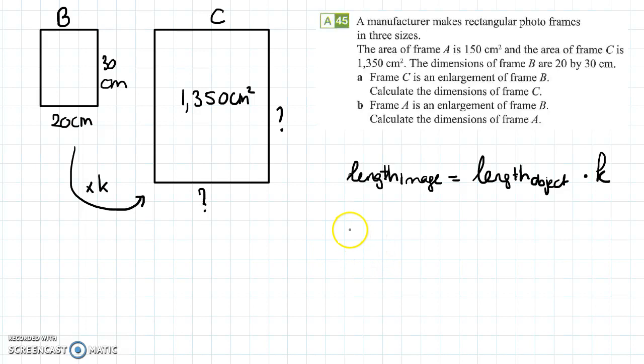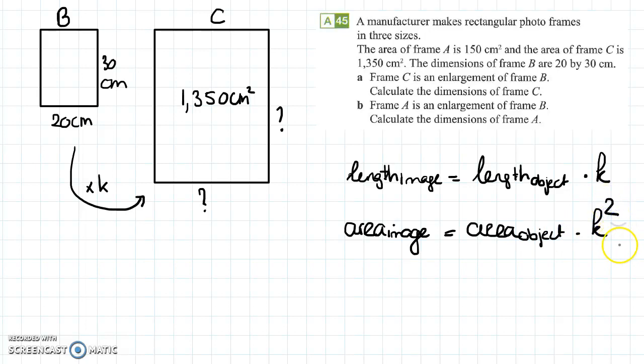We have also seen a formula that's quite similar to it, but for the area. So the area of an image is equal to the area of an object multiplied with K squared. And remember that square was there because both the length and width, 2 dimensions, were multiplied with the scale factor K, and so K times K gives you K squared. If we take a look at this one, we can put numbers into it.